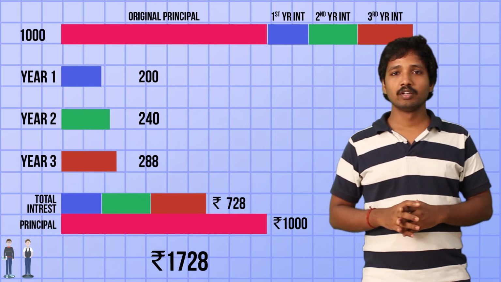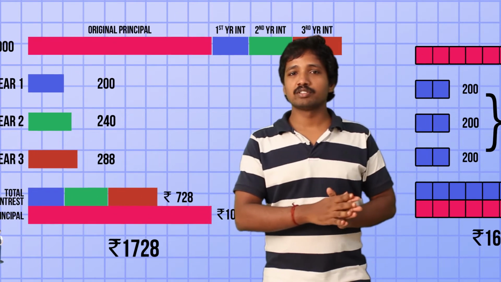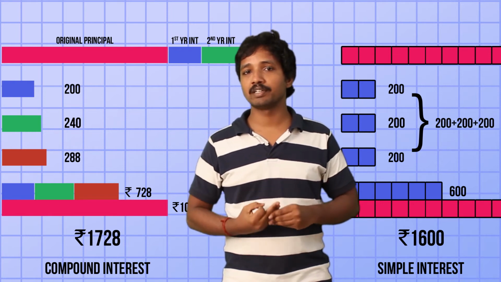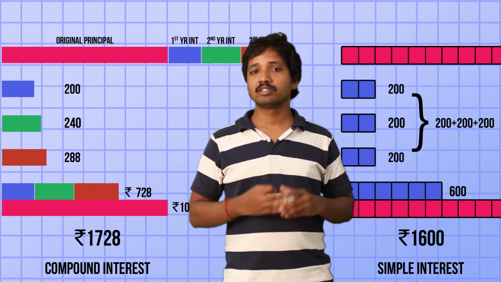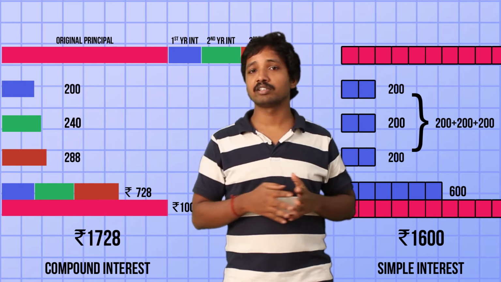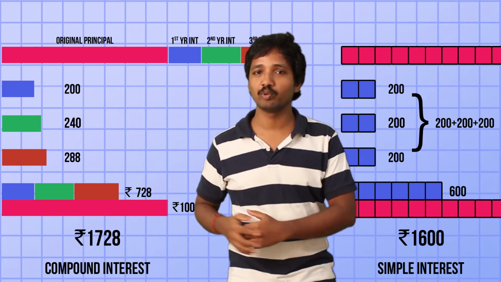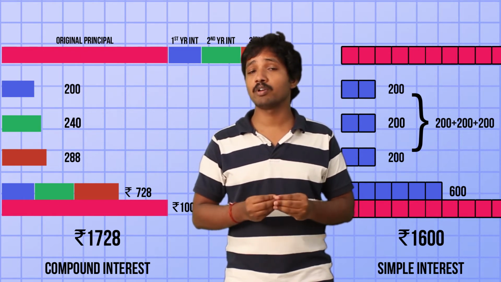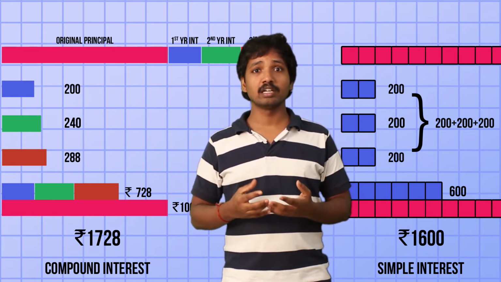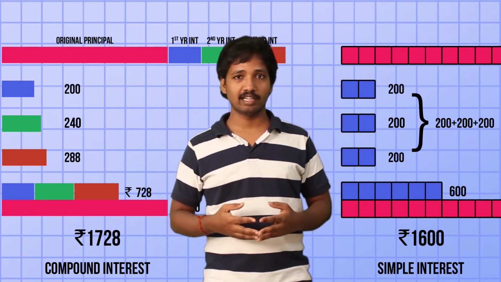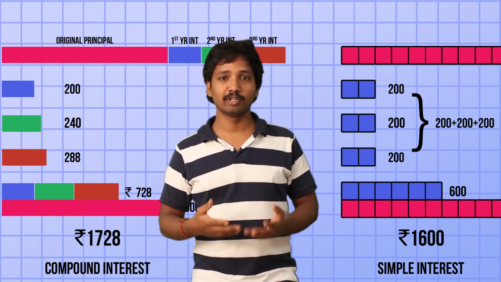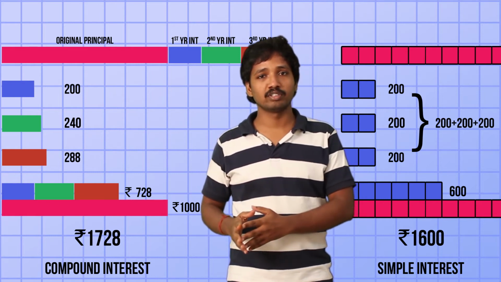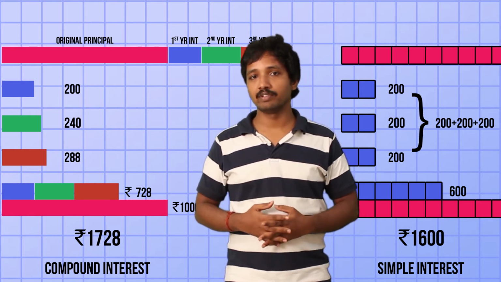By comparing simple interest and compound interest for this small amount for a very limited period of 3 years, it is 1600 in simple interest and 1728 in compound interest. There is a difference of 128 rupees for this small amount. If the compounding frequency is increased, like half yearly or quarterly or monthly, this variation between simple interest and compound interest would increase heavily.